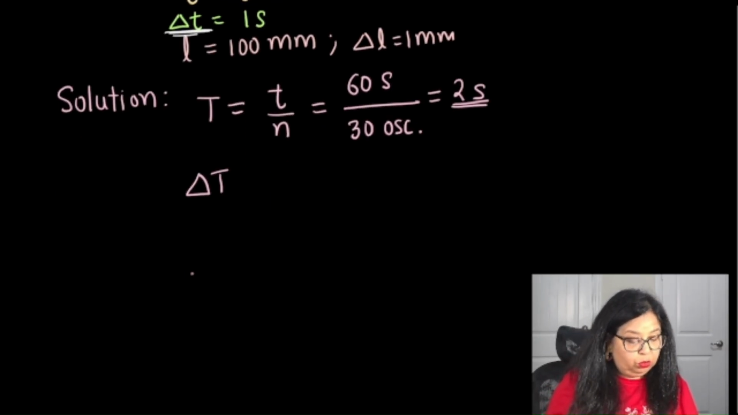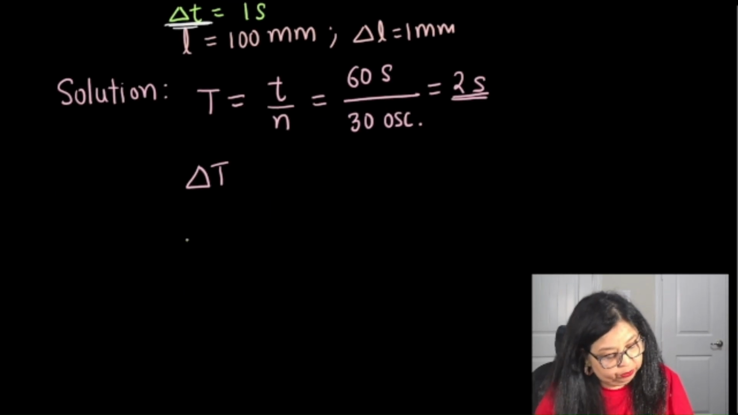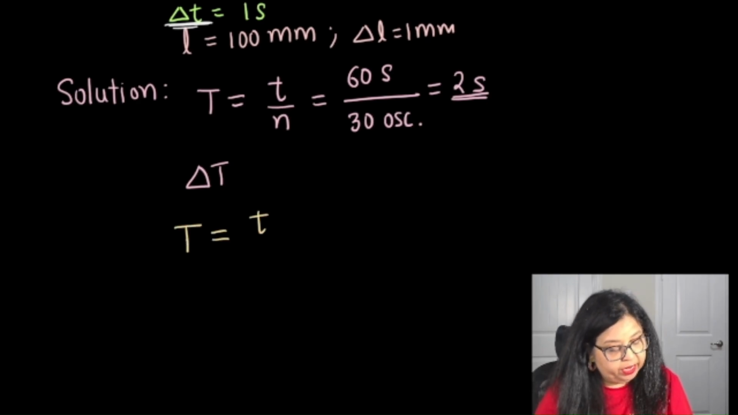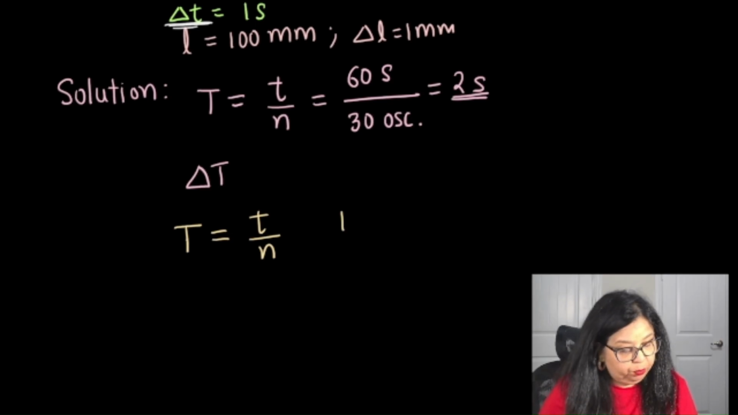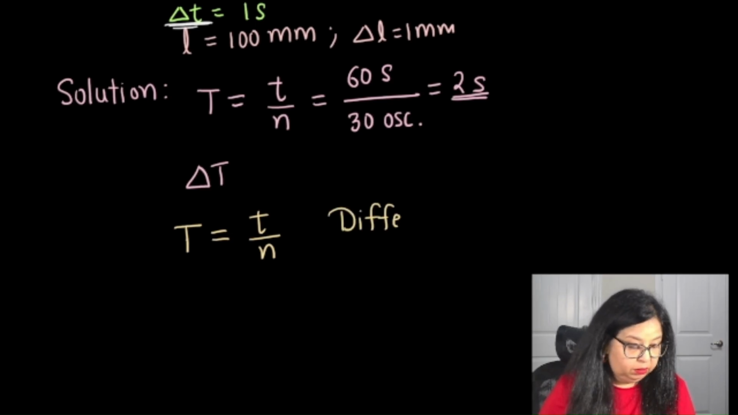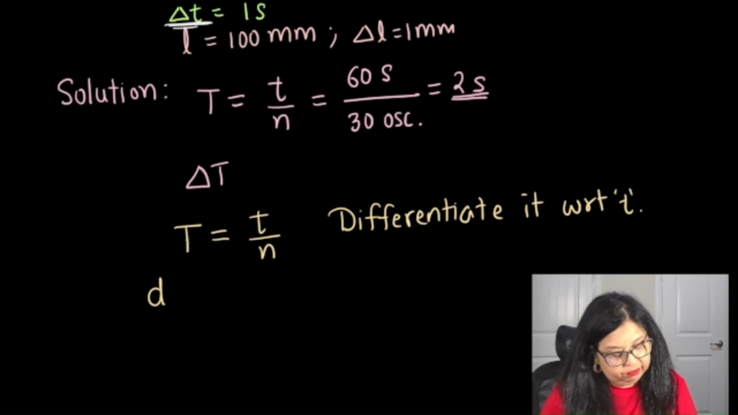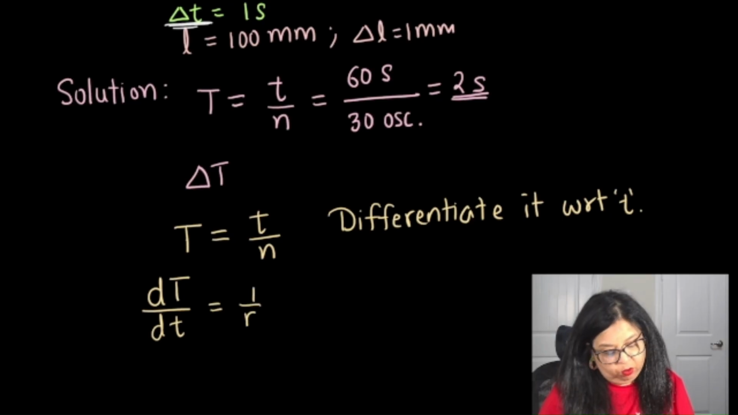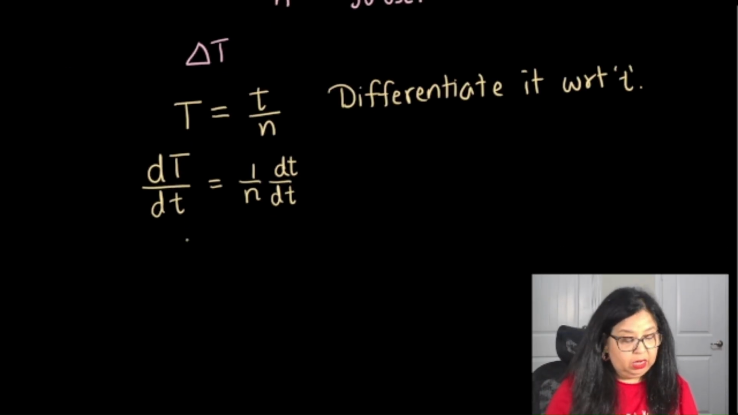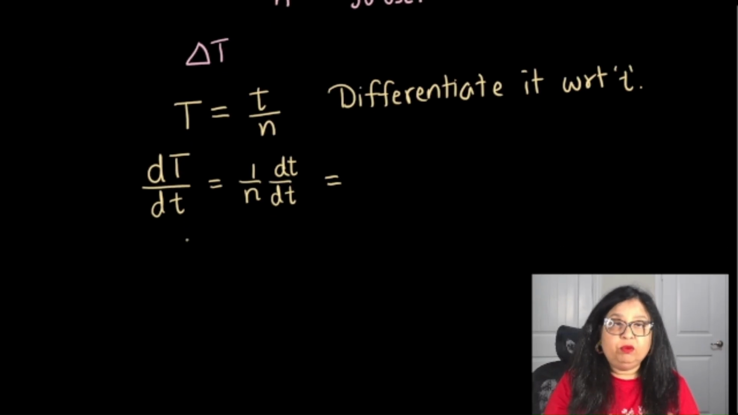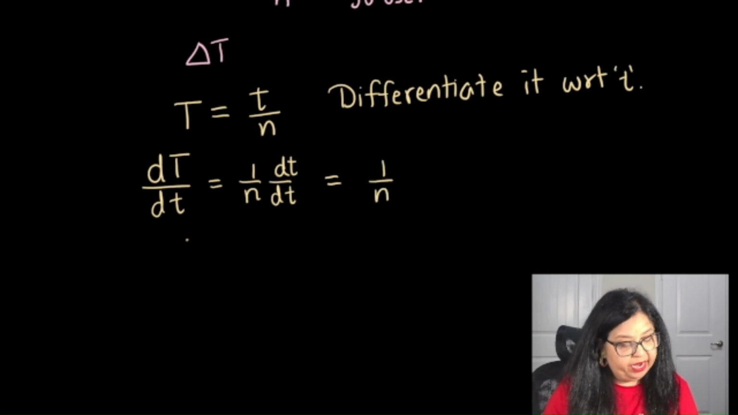How would we do that? To do that, start out with the same equation, which is uppercase T equals lowercase t divided by n. And what we're going to do is differentiate it with respect to, WRT is with respect to, lowercase t. That gives us d upper t divided by d lower t equals 1 over n. Because n is a constant, it comes out of the differential operator. And on the right hand side, dt over dt is just 1. We get 1 over n.